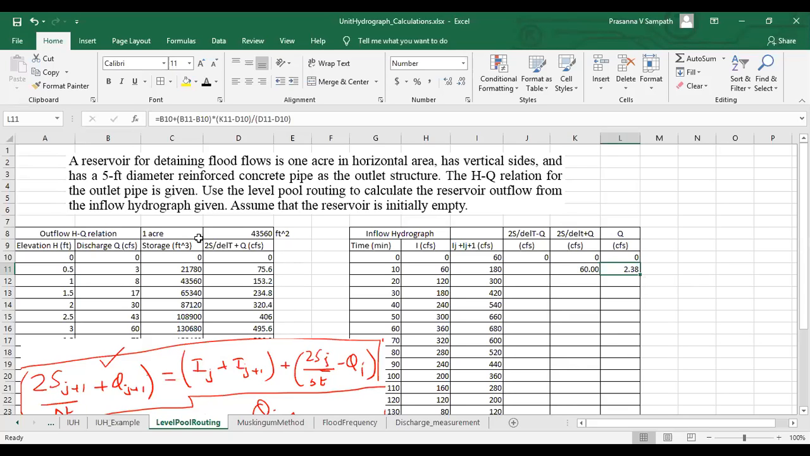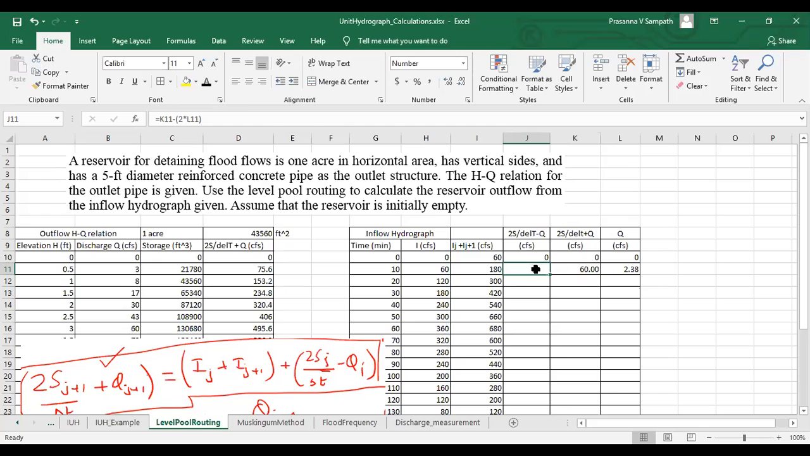Now I should go to the next time step. For the next time step, what information will I need? Next time step means I have to come over here and compute this number. Okay. For the next time step, I need to know what this 2s by delta t plus q is. For which, what do I need? I need to know Ij plus 1, which will be this cell, and 2s by delta t minus q at time step j.